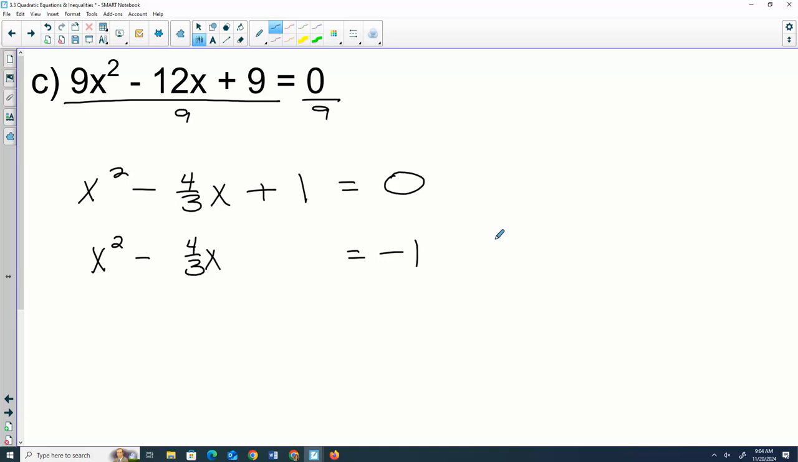How do we find the number that we add to each side? Divide by 2, so we have negative 4/3 divided by 2, and then we have to square it. What is negative 4/3 divided by 2? So it's negative 2/3 squared.